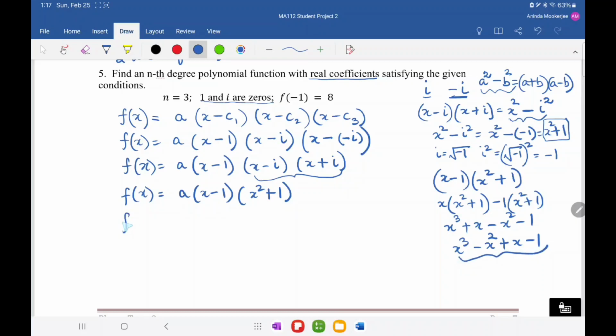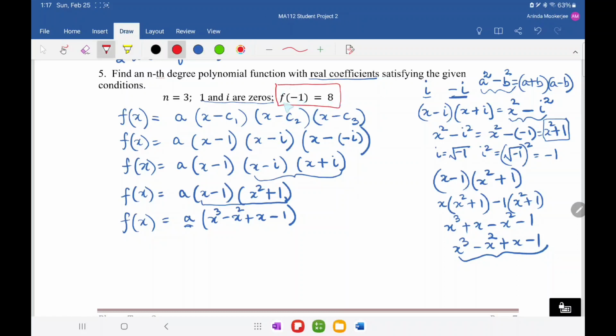I'm going to write it out as f of x equals a times. So what I did was I multiplied x minus 1 times x squared plus 1, and I got x cubed minus x squared plus x minus 1. Now the final step is to find a value for a, which should be a real number. Now in order to find the value of a, I'm going to use this condition given to us here, f of -1 equals 8.